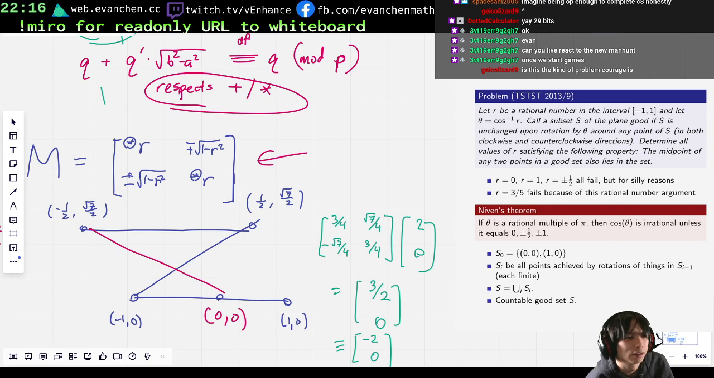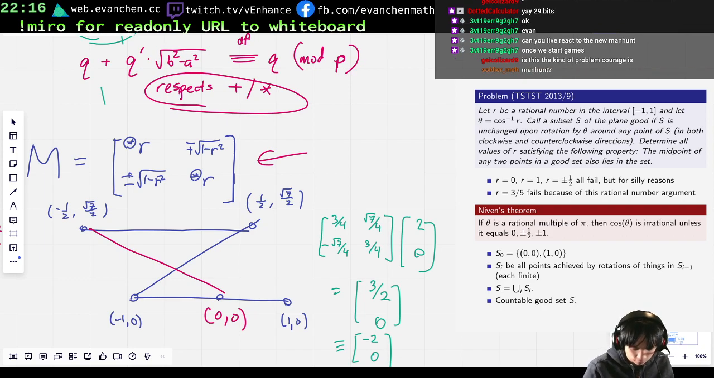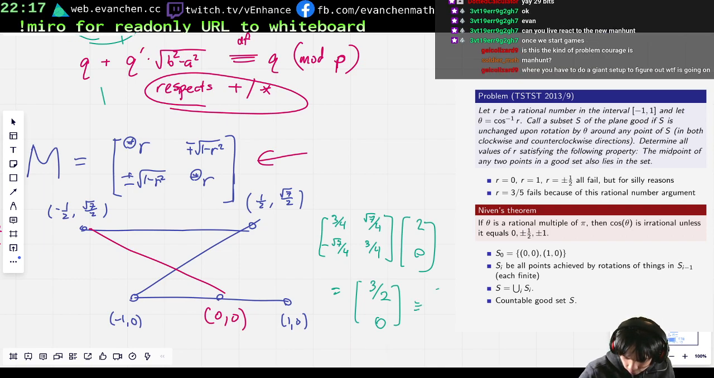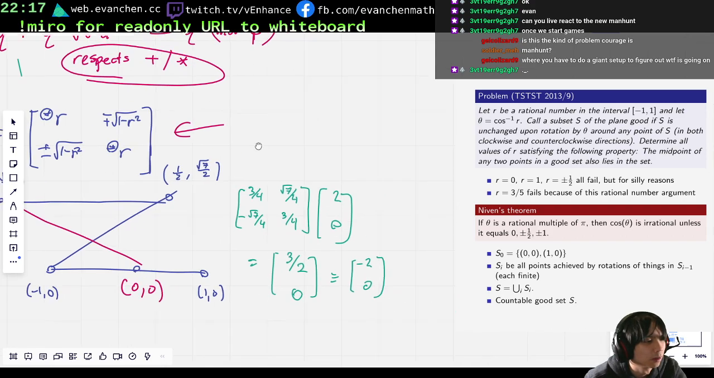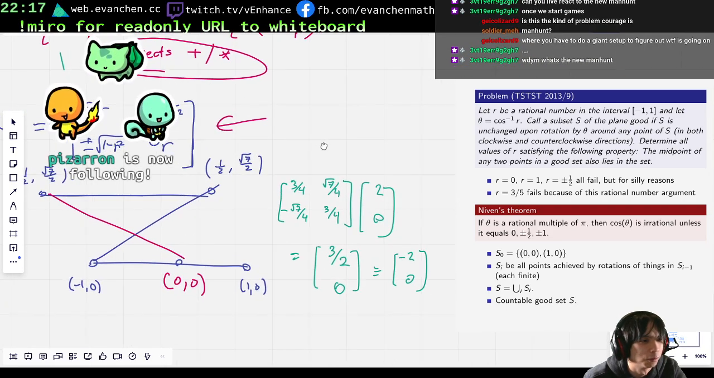Is this the kind of problem courage is? Maybe. Can you live react to the new manhunt once we start games? What is the new manhunt? Also, are we ever gonna start games at the rate this problem is going? Is this courage? Yeah, I think this feels like a courage type problem.